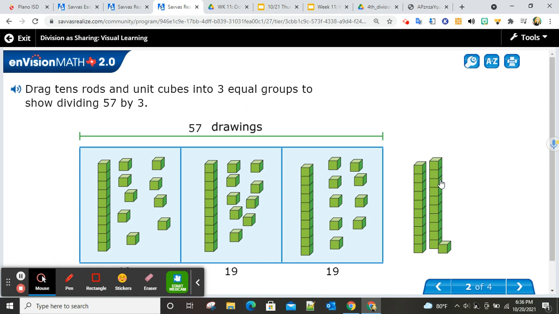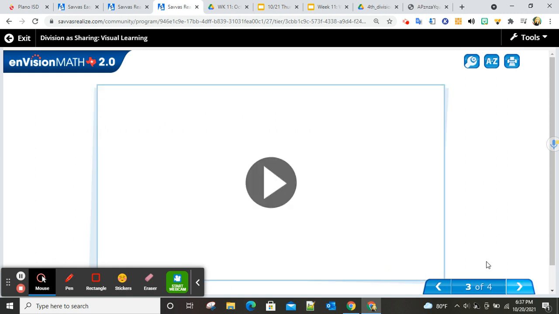This is something that you can always do when you're solving your division problem. You can use an area model like we've been using with base 10 blocks, or you could do the sharing strategy where you take the base 10 blocks and you share them equally into the groups. Let's move on.